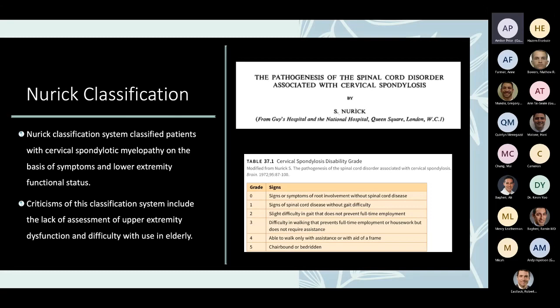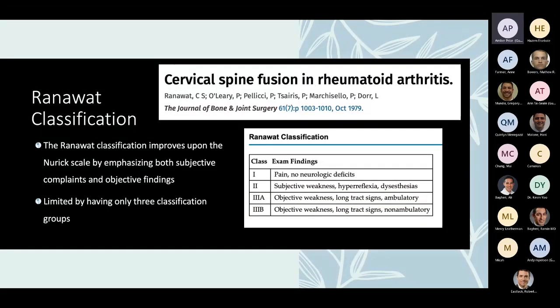Nurick began the classification system. That is his original paper that discussed cervical spondylotic myelopathy and classified it on the basis of symptoms and lower extremity functional status. The criticism of this classification was that it did not include an assessment of the upper extremities, and it was difficult to use in the elderly, which resulted in the development of the Ranawat classification, which improves upon the Nurick scale by including both a subjective complaint as well as objective findings.